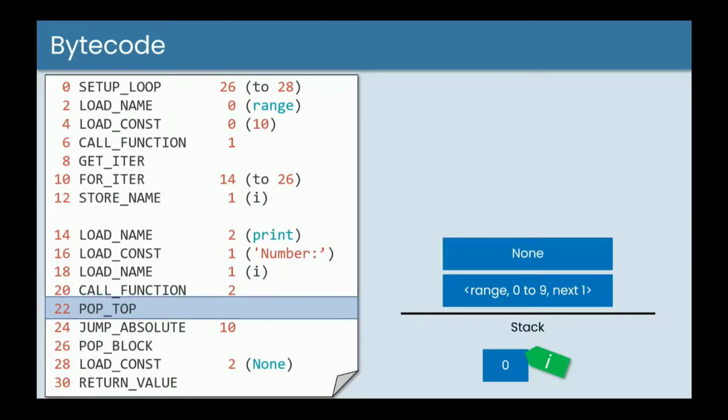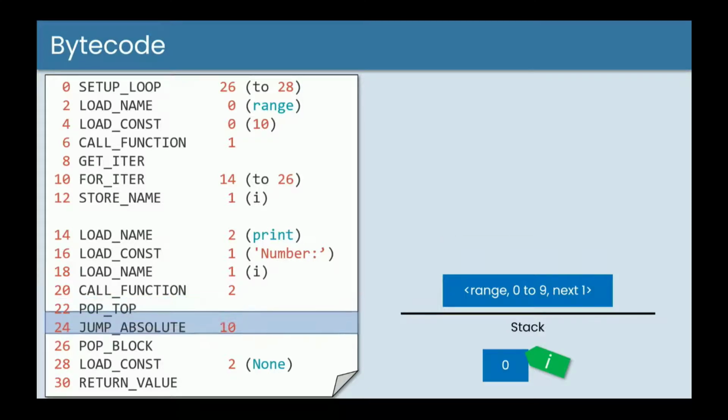Print doesn't have anything useful to return, but every function in Python has to return something, so it just returns None. We don't actually care about that value, so pop top instruction will just discard it. Finally, implementing some sort of looping structure, jump absolute will take us back to byte 10 of our bytecode. So we go straight back up to the top.